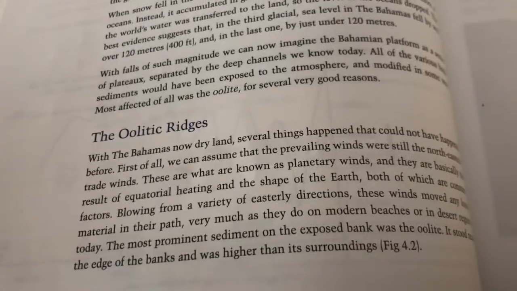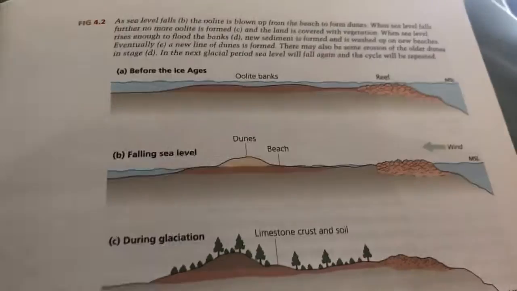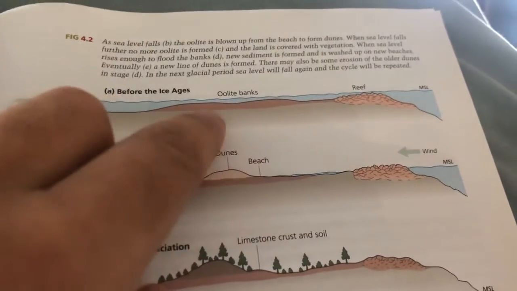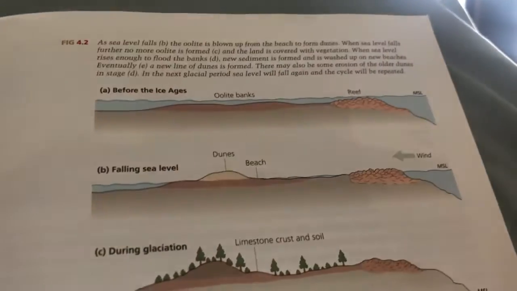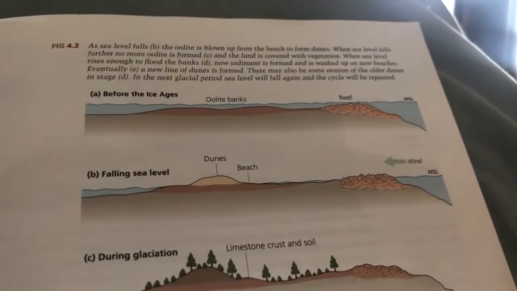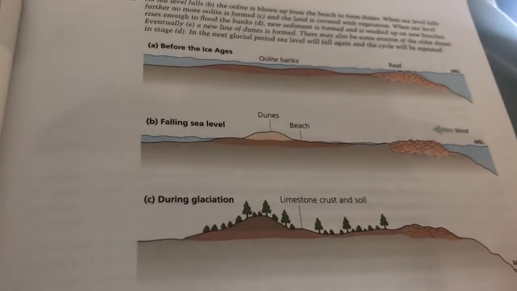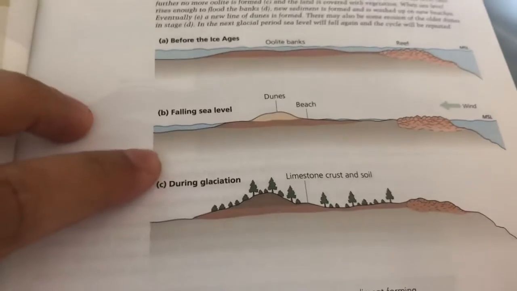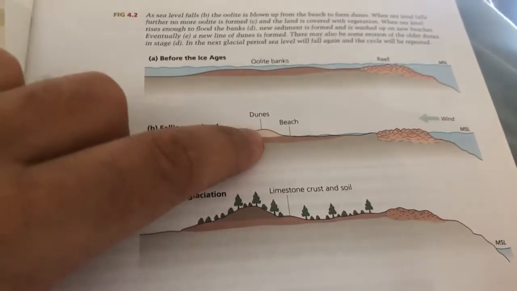Okay, and these oolitic ridges, now these diagrams on this page really show it pretty well. So before the ice age, you've got these little oolite banks, you've got the reef here, and the sea is above, so you can't see it at the moment. Then we go into the falling sea level, and it starts to come across.